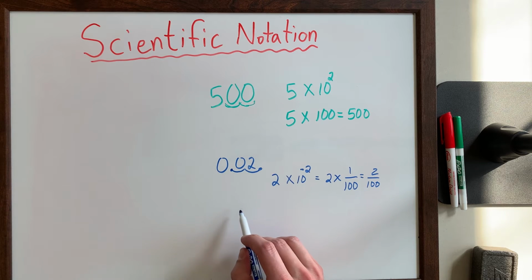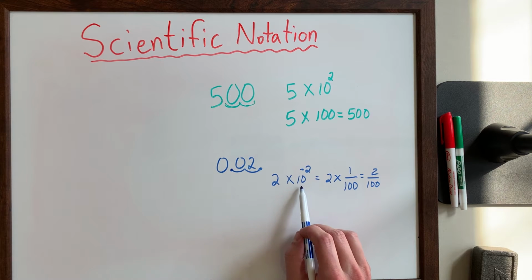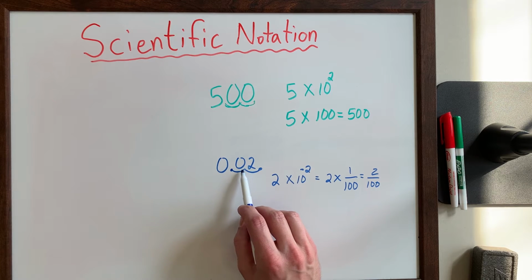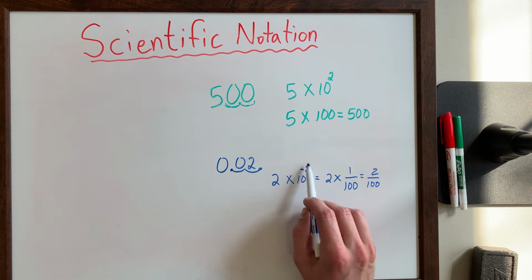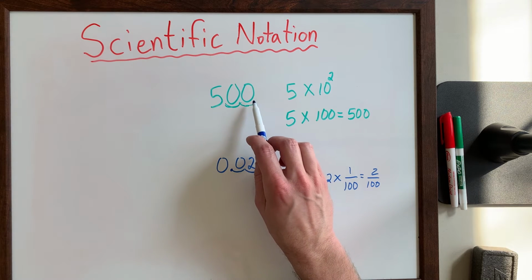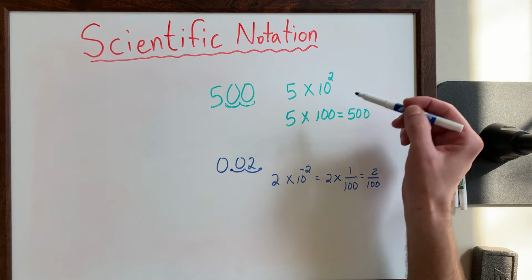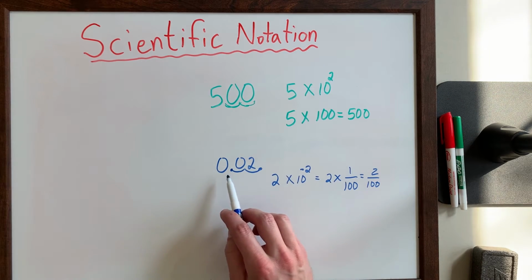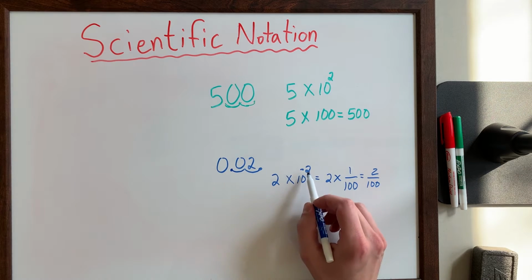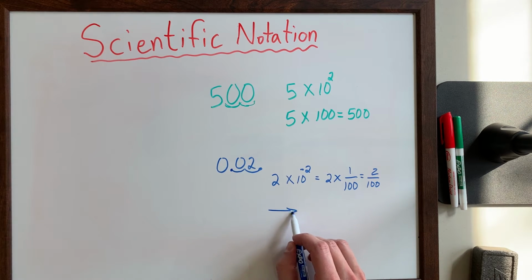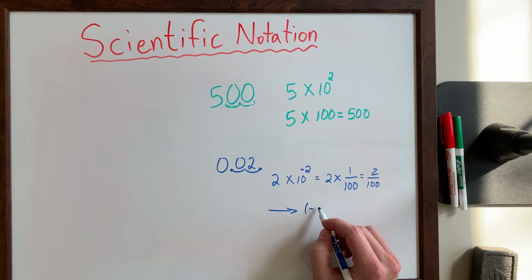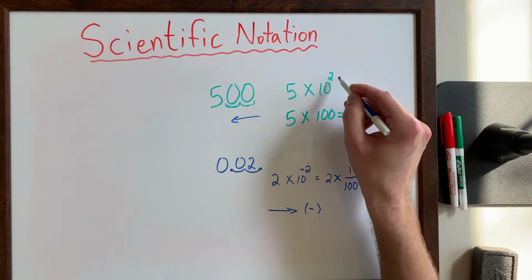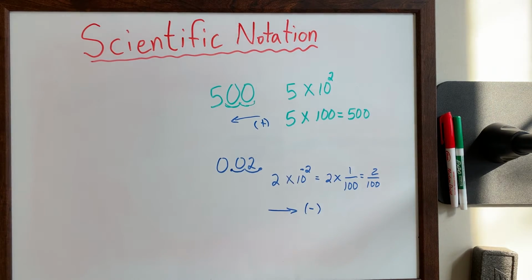So what we see from this is that you have a coefficient, you have a base, and you have an exponent. The number itself is always the number of spaces that you move the decimal. But as far as the sign of the exponent, if you move the decimal to the right, then the exponent is negative. If you move the decimal to the left, then the exponent is going to be positive.